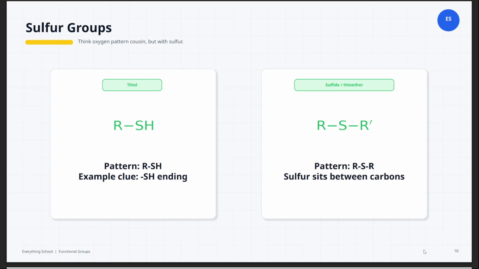Sulfur groups are less common in a first pass, but they are still useful to recognize. A thiol, pronounced thiol, has a sulfur-hydrogen group attached to carbon. It is similar in pattern to an alcohol, except sulfur replaces oxygen. A sulfide, also called a thioether, has sulfur between two carbon groups, so the quick memory is oxygen pattern cousin. Alcohol has oxygen-hydrogen, thiol has sulfur-hydrogen, ether has oxygen between carbon groups. Sulfide has sulfur between carbon groups. For this video, the main goal is just to recognize the pattern when it appears.